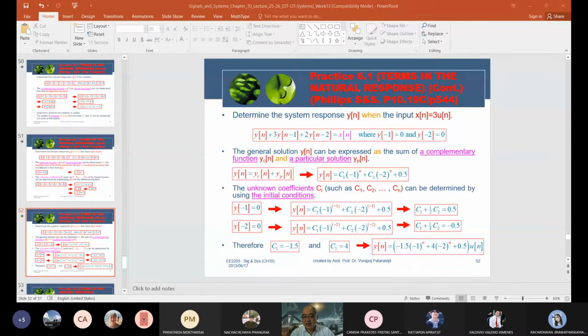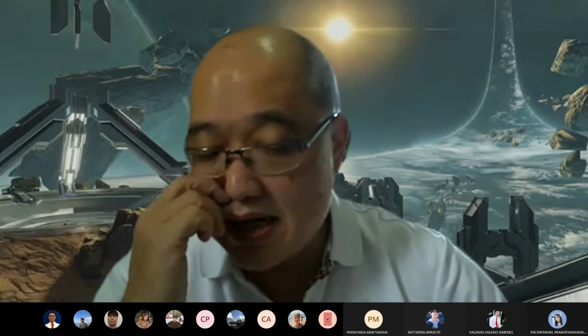The objective of this section is to force you to determine the solution of this difference equation.